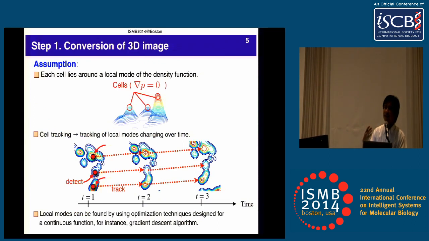The shape of a cell is basically globular and ellipsoidal. So we can say the central position of the cell is consistent with the local mode of the continuous function, right?